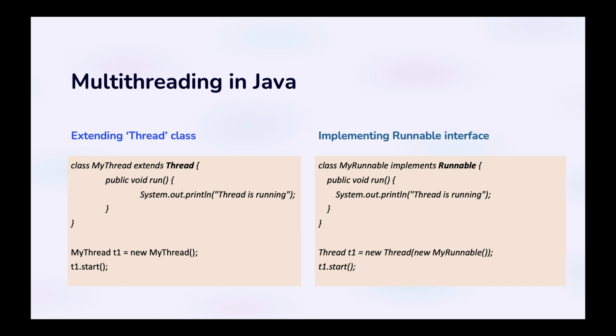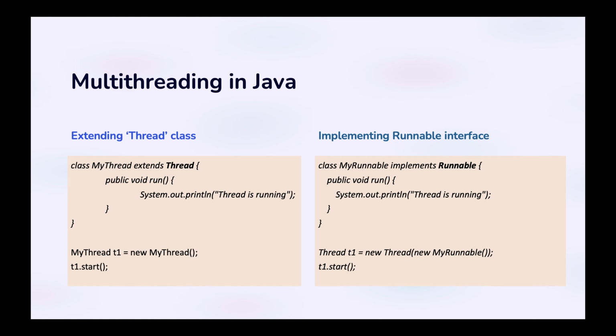Now here is the 10th question. Explain the concept of multithreading in Java. How do you create a thread? Multithreading is a process of executing multiple threads simultaneously to maximize CPU utilization. In Java there are 2 ways to create a thread. One is by extending the Thread class. Second is by implementing the Runnable interface.